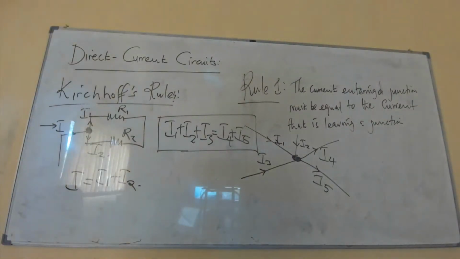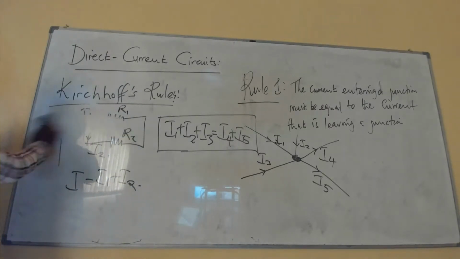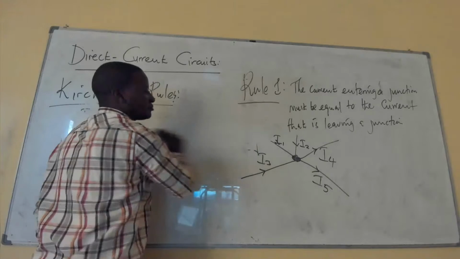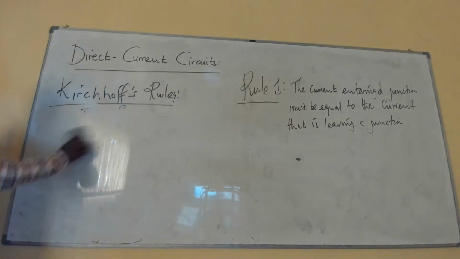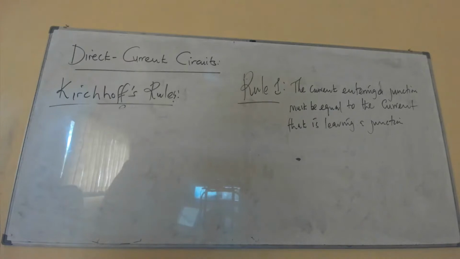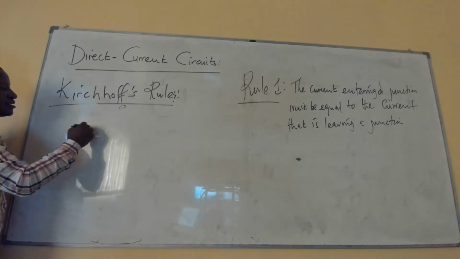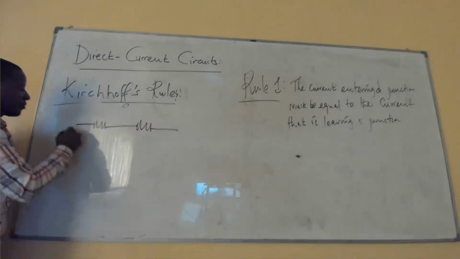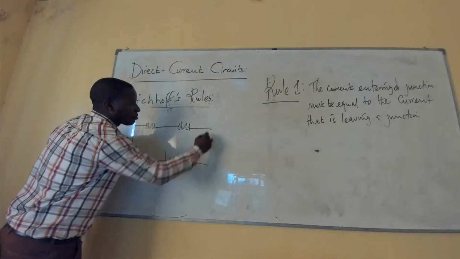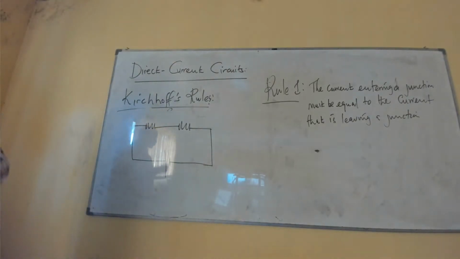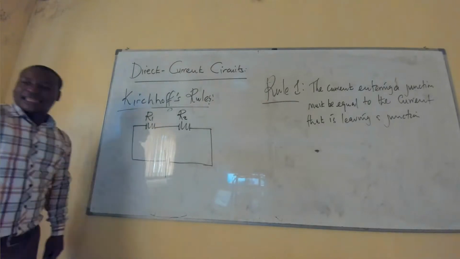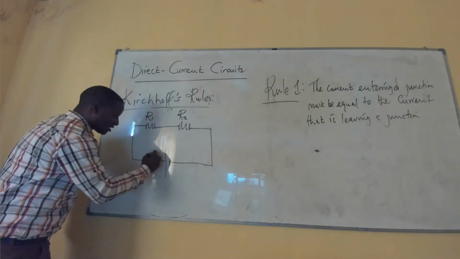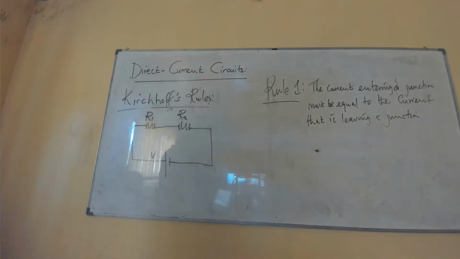Okay, let me just clear this part so that we can put our second rule here. I'll go back to our simplest diagram that we had, which is resistors in parallel. This is how we had our diagram. Putting in mind that this is R1, this is R2, then we have our voltage, in other words, our EMF. So we know for sure that this voltage is nothing.